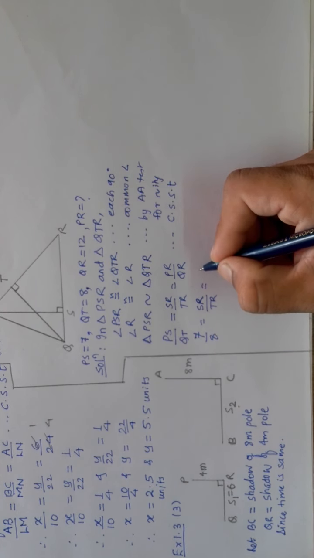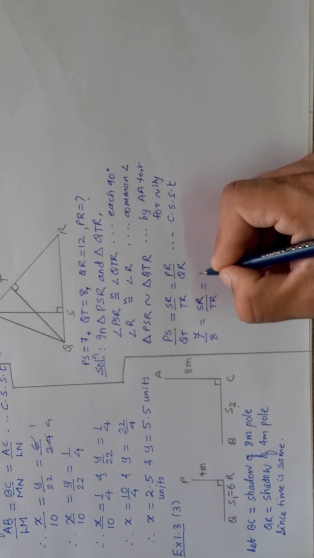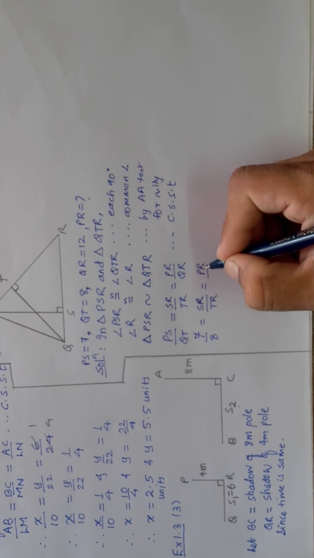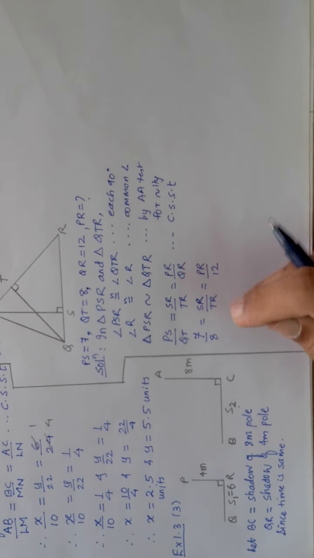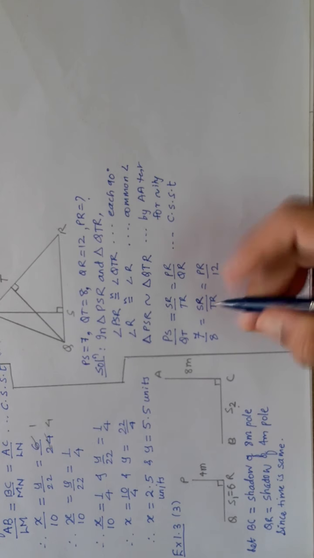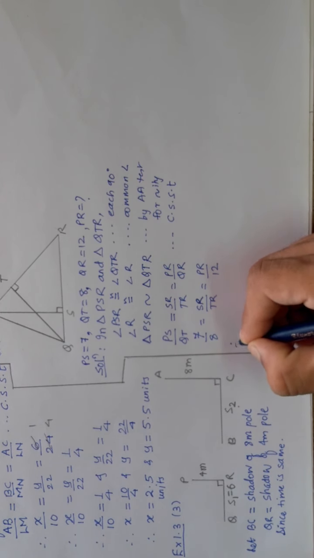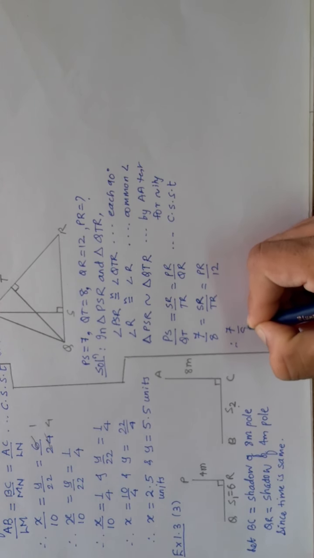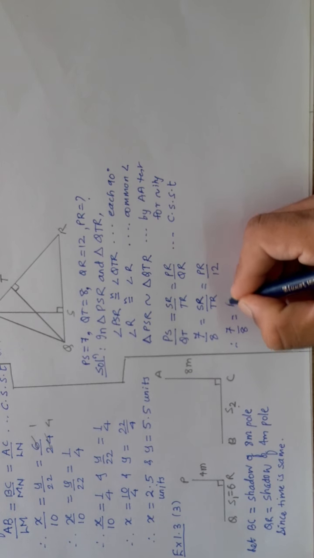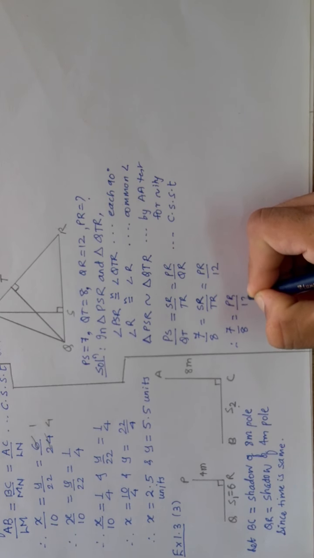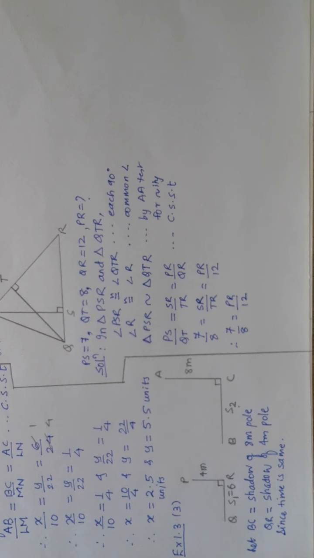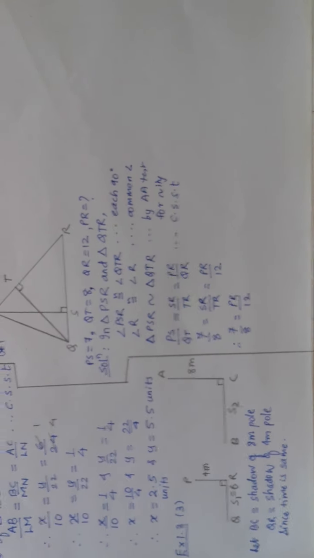PR known? PR not known. And QR known? QR known 12. So obviously I will drop this ratio. I will just compare this, that is I will get here 7 is to 8 is equal to PR is to 12. Okay. Now this you solve. What you will get? PR. Okay. Now we will move to another question.